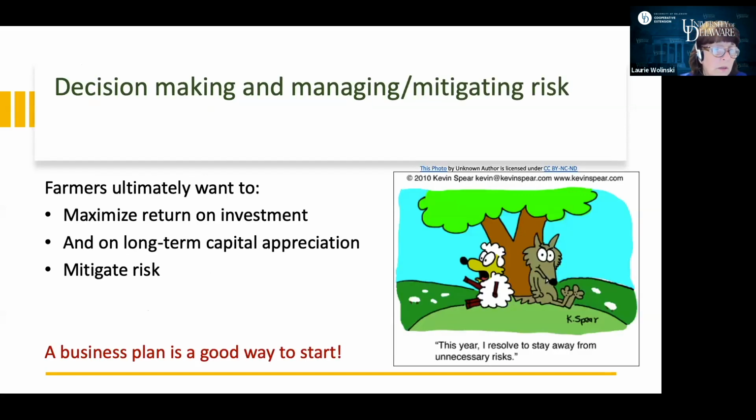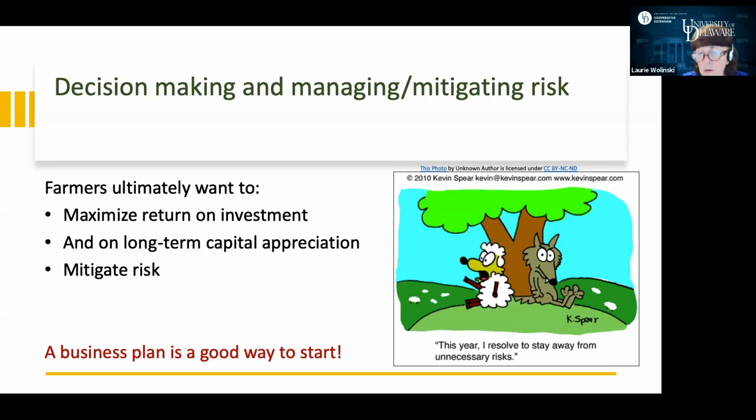So ultimately, what farmers want to do is what any business person wants to do in their decision making. They want to mitigate risk, but they really want to maximize their return on investment and on long-term capital appreciation. And mitigating risk is a full-time job. But a business plan is a really good way to start with mitigating risk.